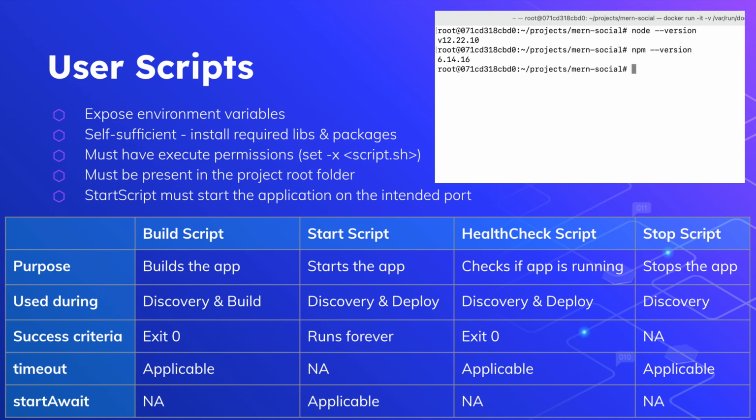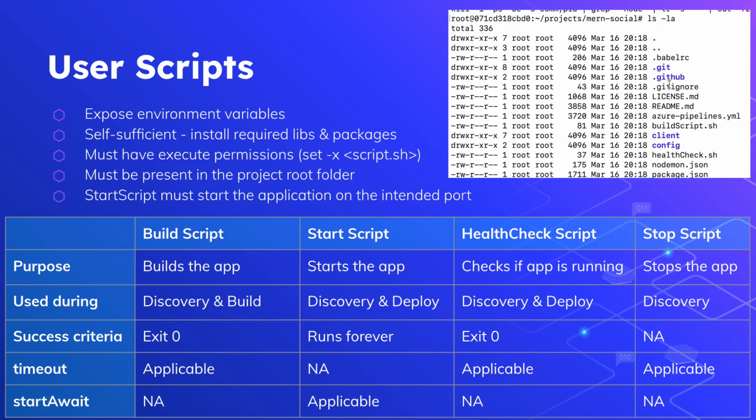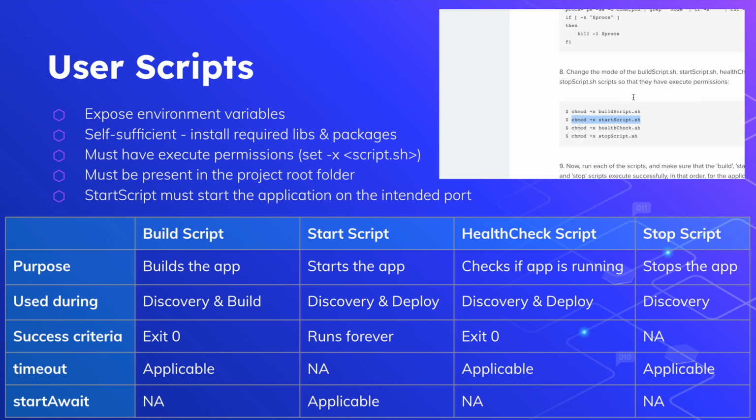Next, let us make sure we are running the utility from the project root folder. Check if a .git folder is present in the current folder. Before we validate the scripts, we must set execute permission for all user scripts.